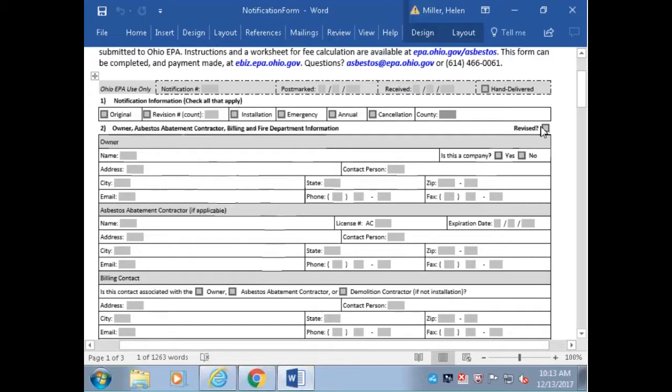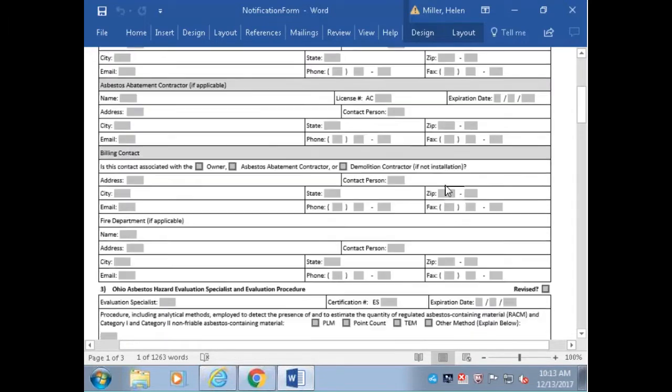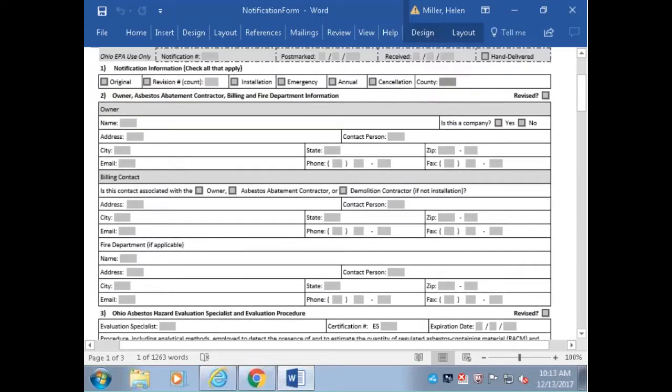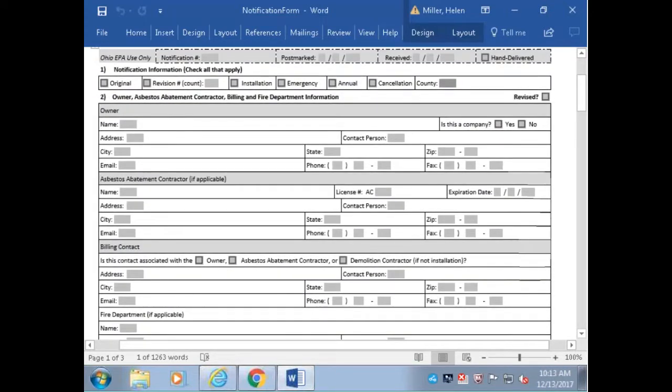One thing you'll notice on the right is a button above each section that says revised. When you are doing revisions, if you are making a change to anything in this area, you also check mark this revised box. That will be an easy way to let our staff know that you made some changes in that area. It will help us with our data entry and updating.